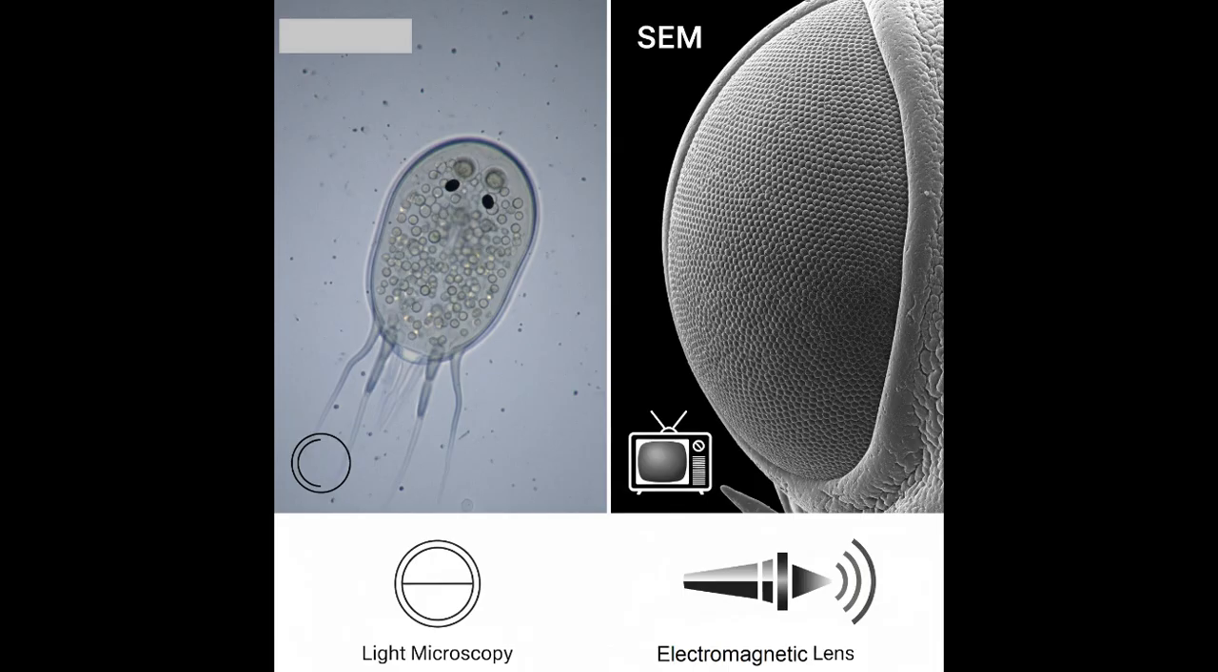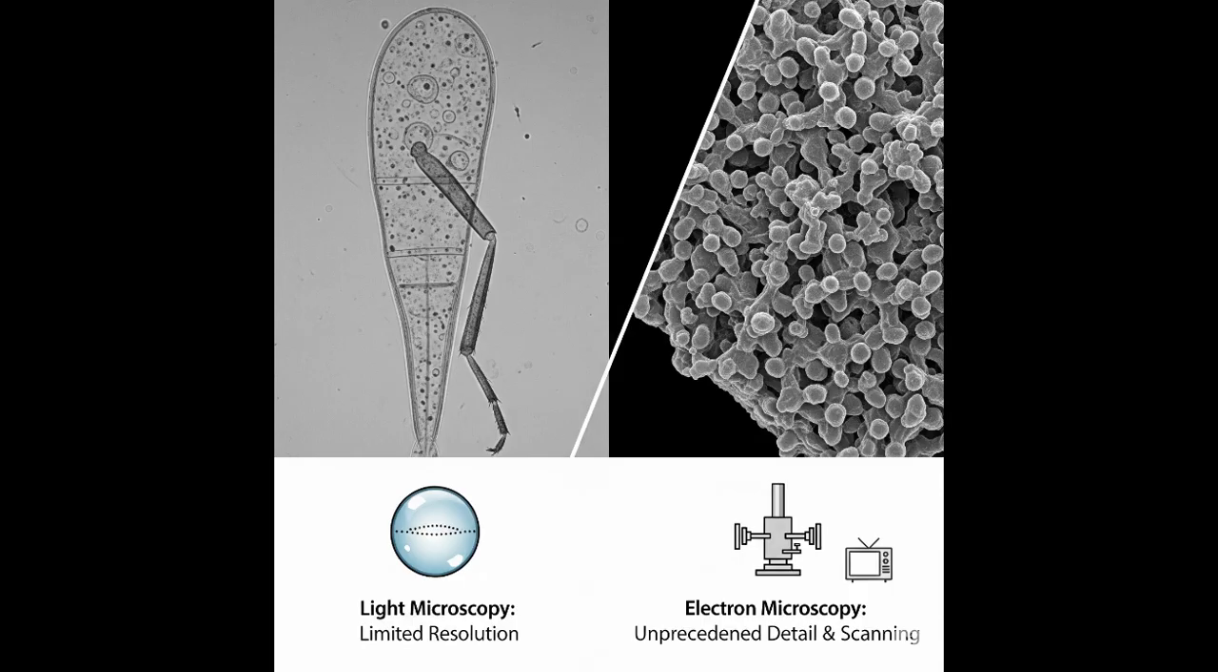This image vividly demonstrates the practical difference in resolution and detail between light and electron microscopy. On the left, we have a typical view from a light microscope. You can see a paramecium and an insect leg, but notice the inherent blurriness and lack of fine surface detail. This is due to the larger wavelengths of light, as we discussed.